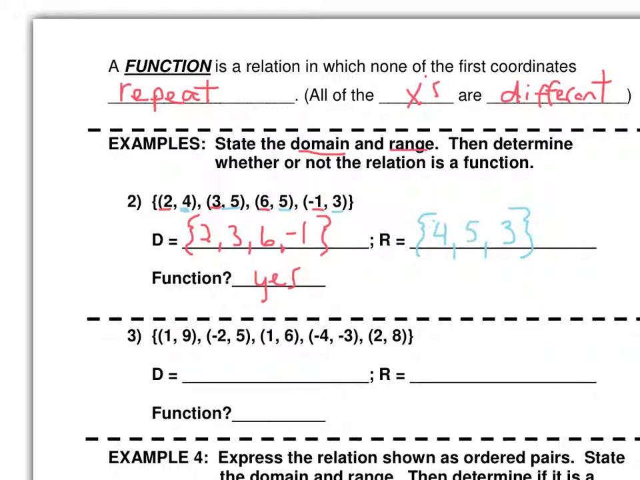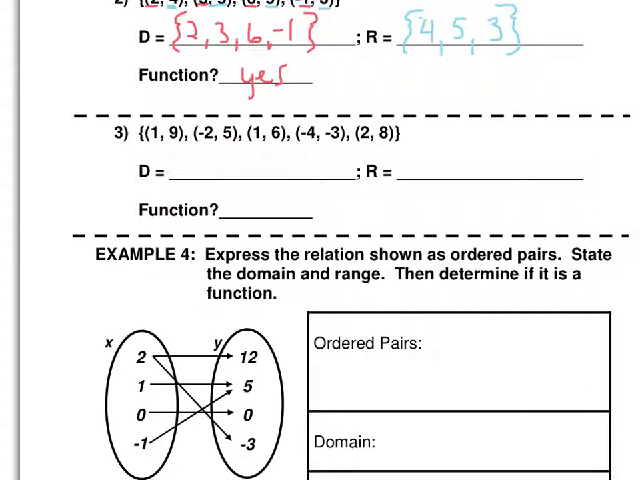Let's do the same thing with example 3. So here we're going to list the domain and range. So the domain again, list your x's: 1, -2, then 1 again, then -4, and 2. So 1, -2, -4, and 2 are going to be your domain. And then your range is going to be your y values. And your y values are your second coordinates. So you're 9, 5, 6, -3, and 8.